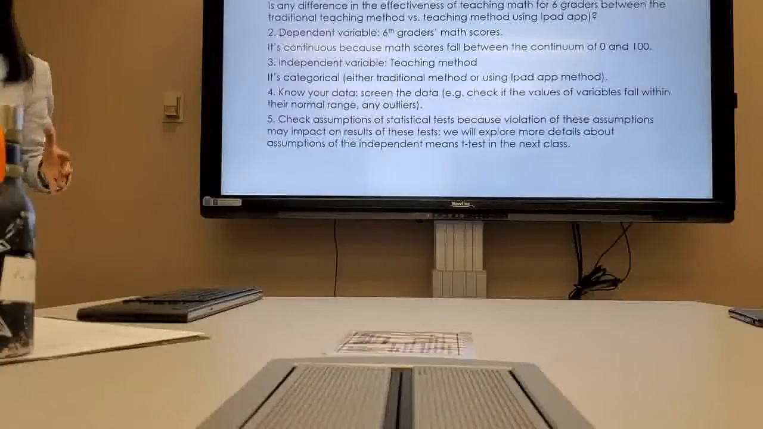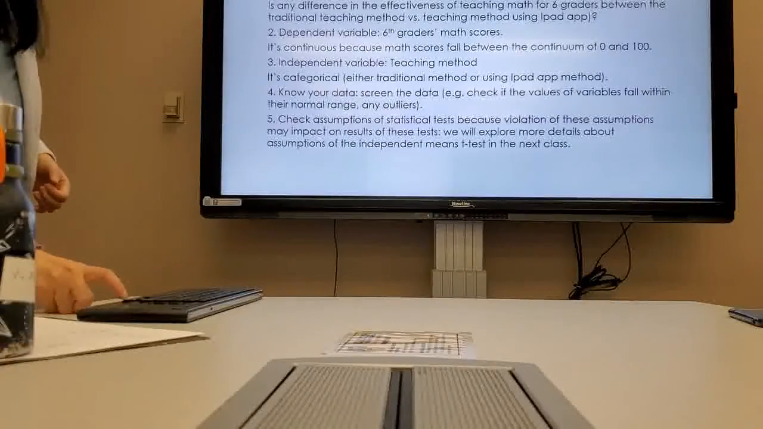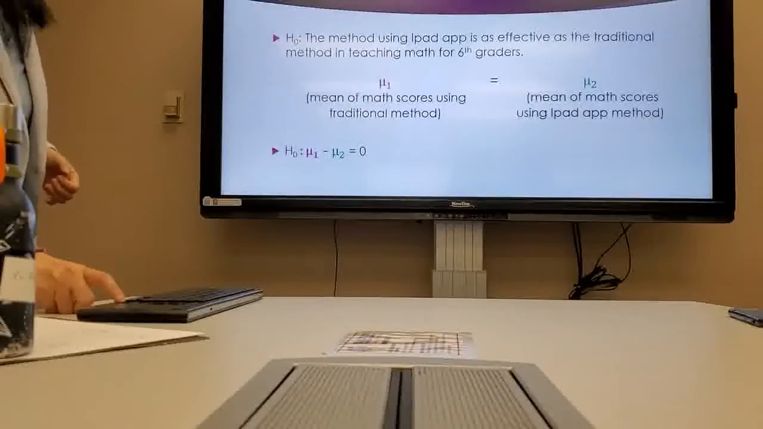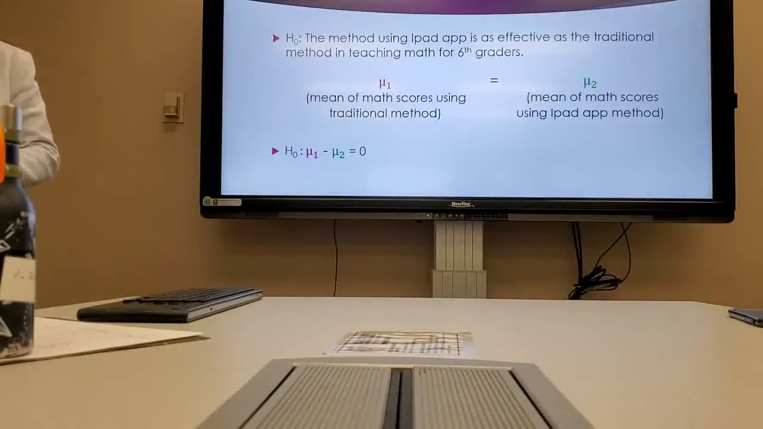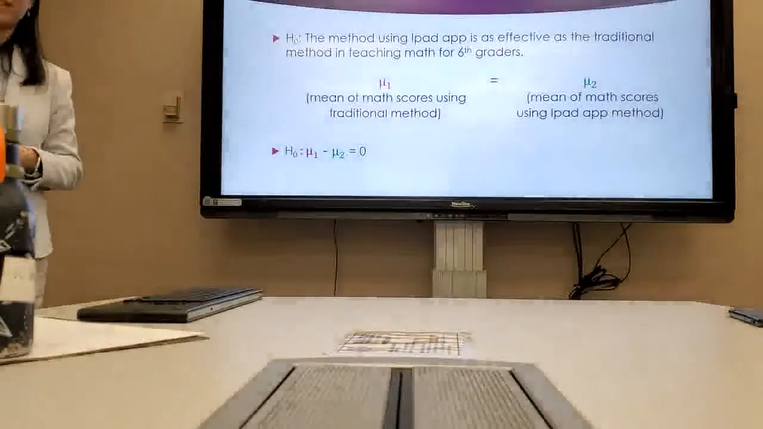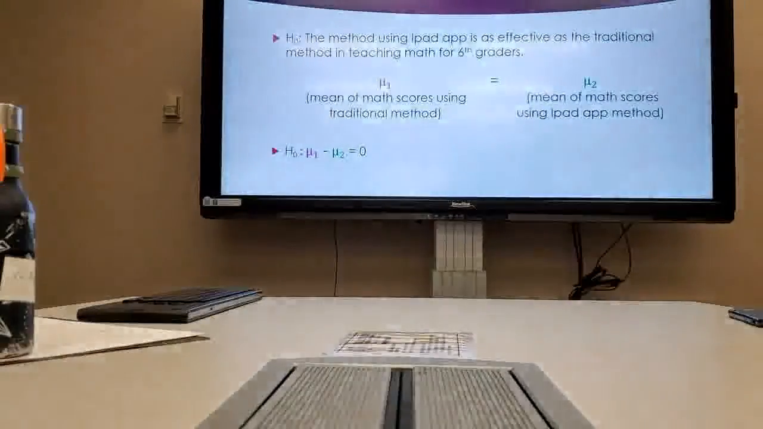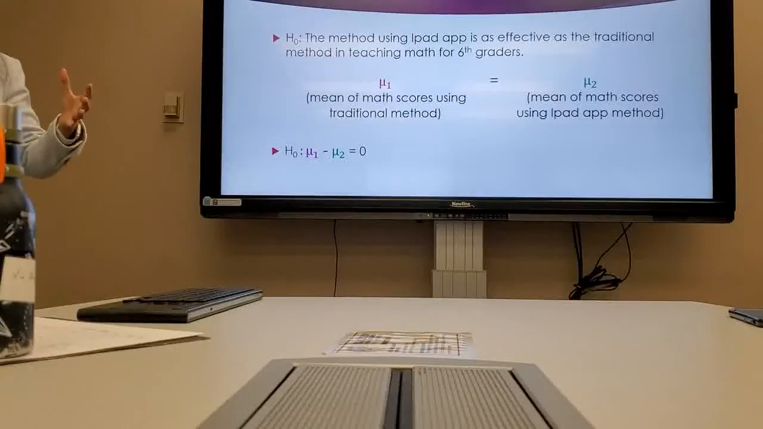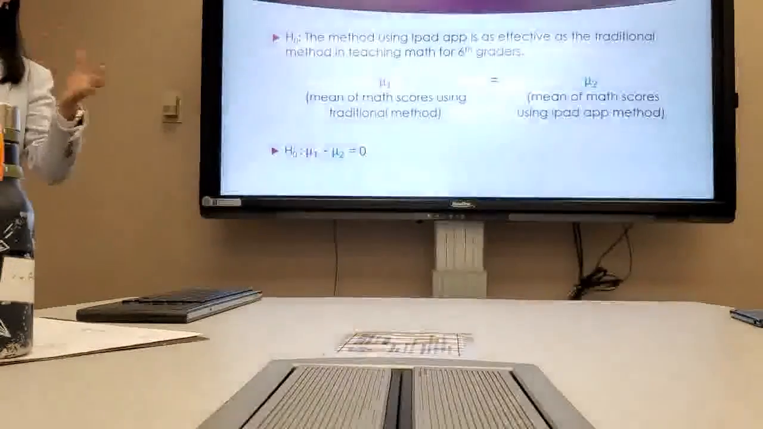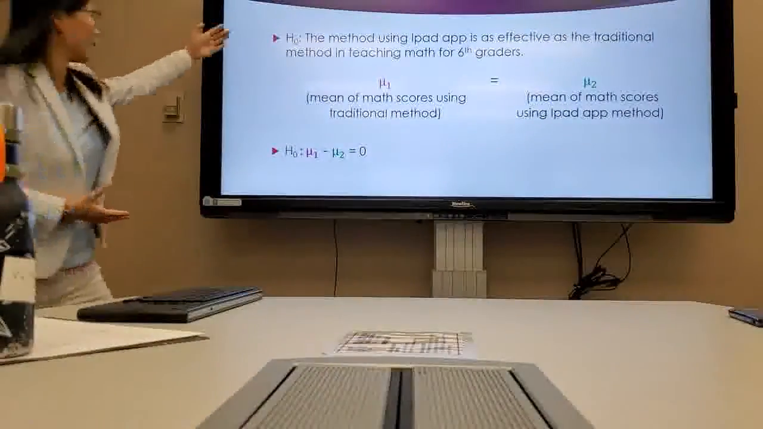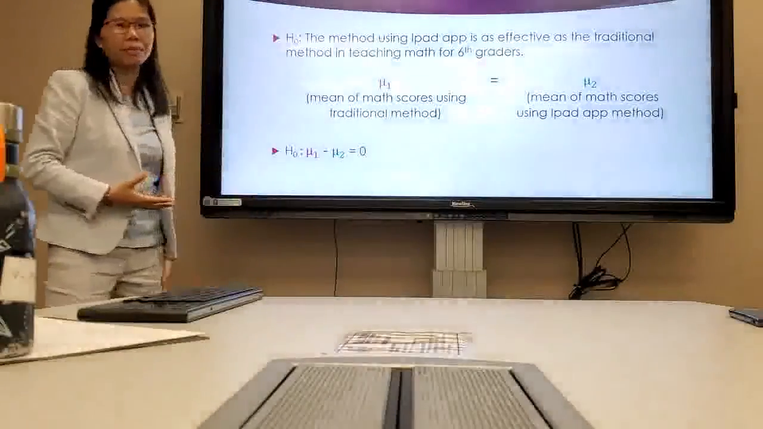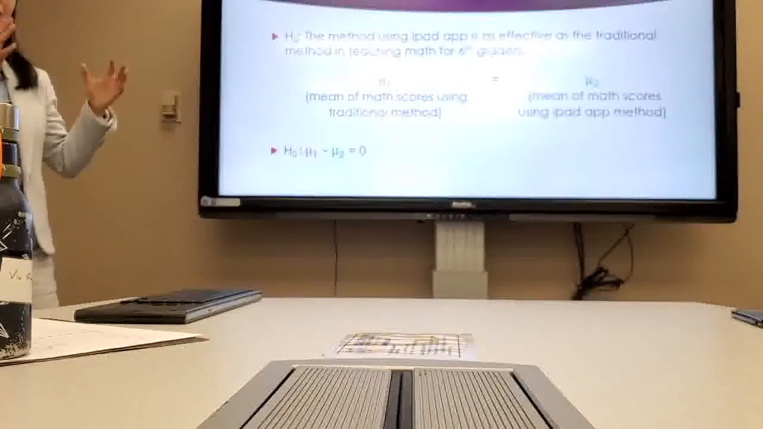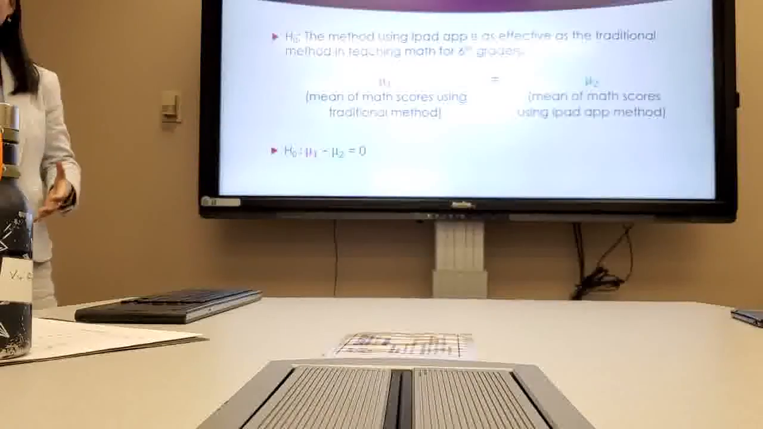And we screen the data and check the assumptions. Then the next step is the connection with what we learned last week: we need to set up the null hypothesis. The null hypothesis is that the means of the 2 groups are equal, or in other words, the difference between the means is equal to 0, right? We need to set up the null hypothesis, and we test the null hypothesis.